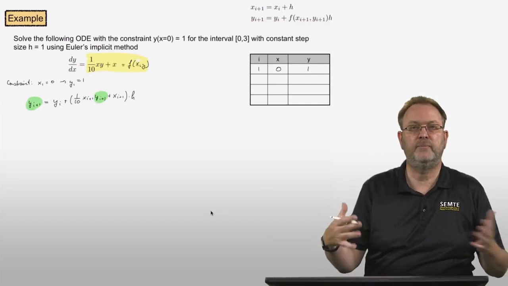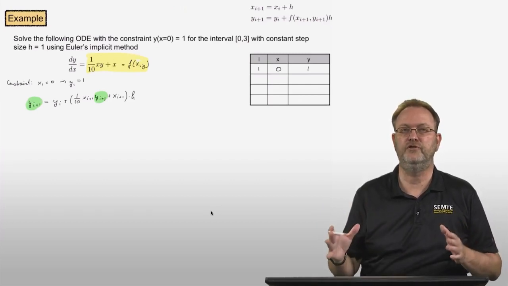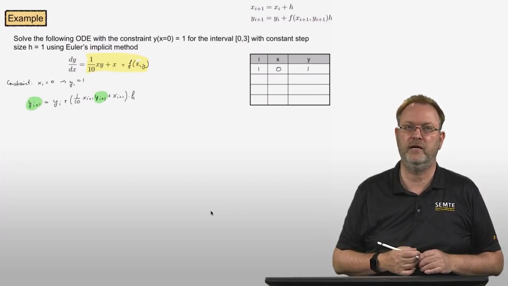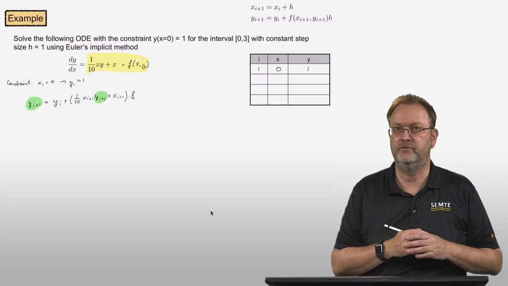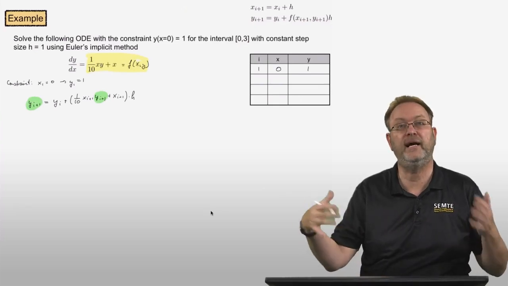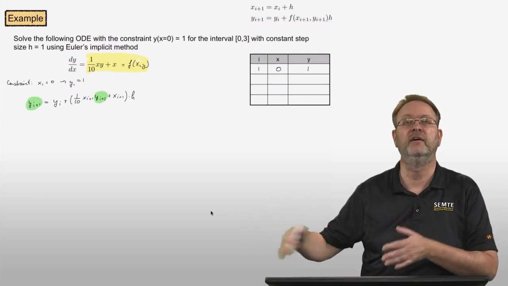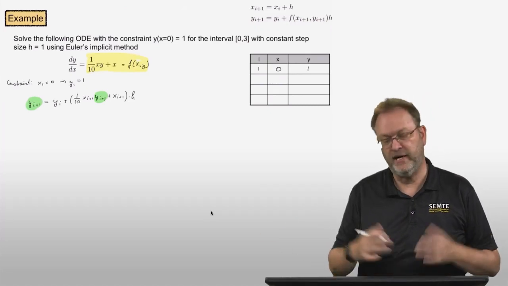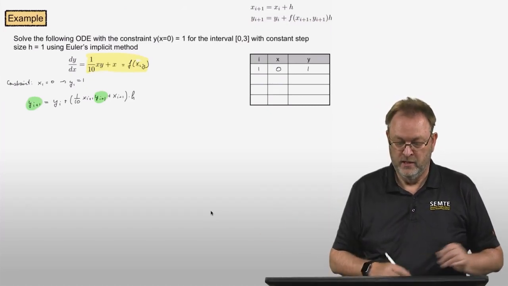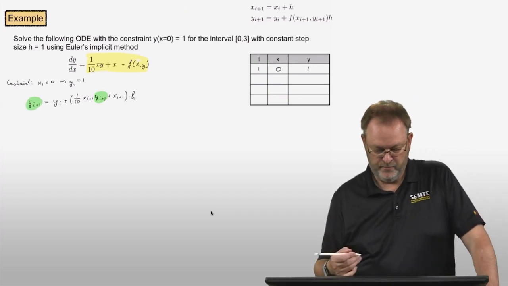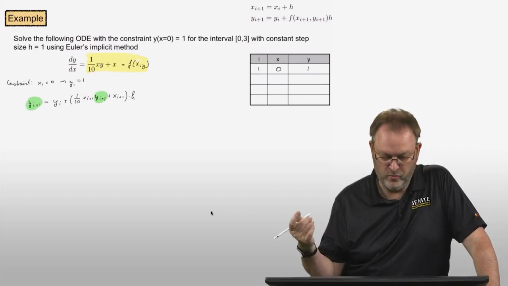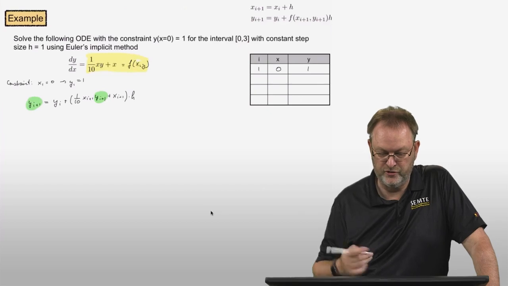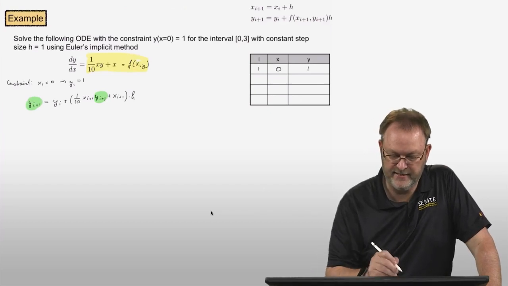So I have to do some algebraic manipulations on this equation to isolate yi plus 1 to one side, to get an explicit formula that tells me yi plus 1 is some function of xi and yi only, or xi plus 1 as well. So how would I do this? Well, let me bring all the yi plus 1 terms over to the left-hand side.